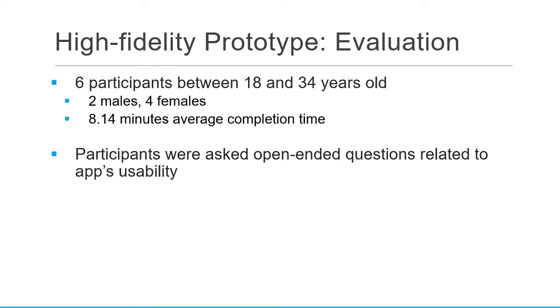6 participants interacted with the high-fidelity prototype on their mobile phones and provided their opinions regarding the app's usability through an online survey. The participants are between 18 and 34 years old and comprise 2 males and 4 females. The average completion time for the evaluation is 8 minutes 14 seconds.